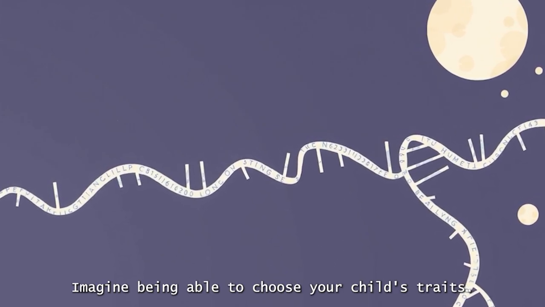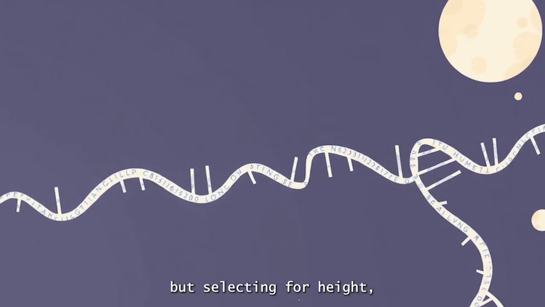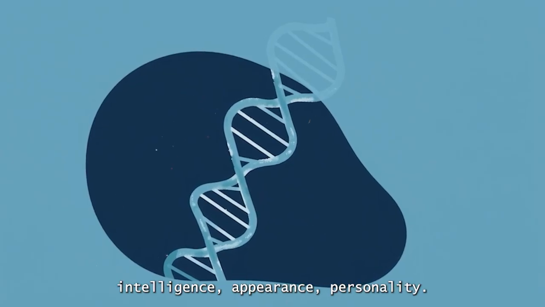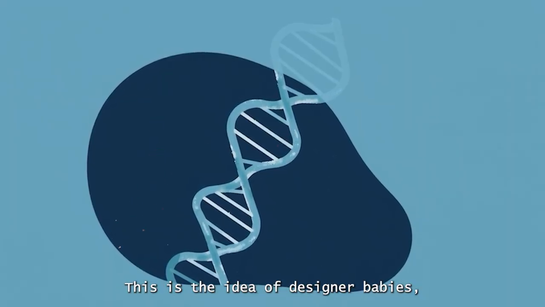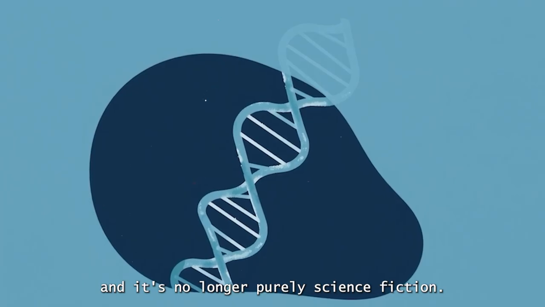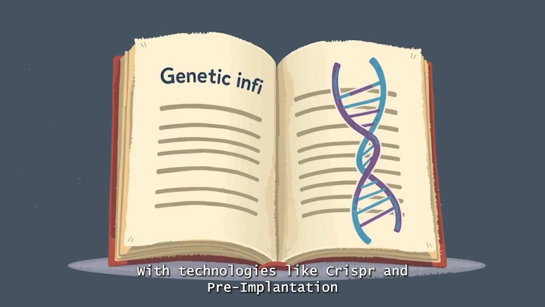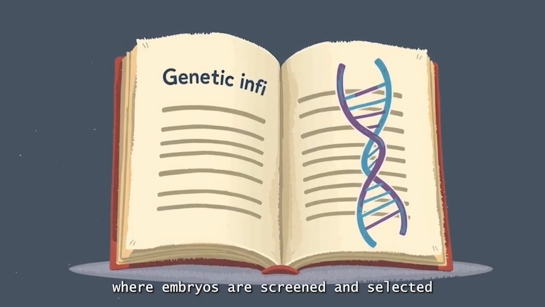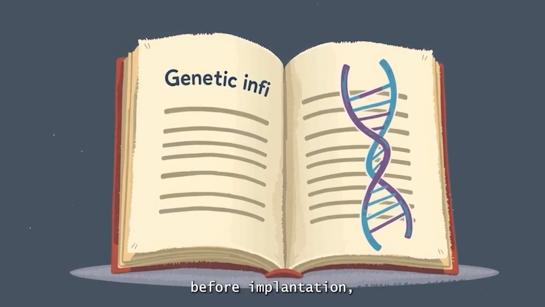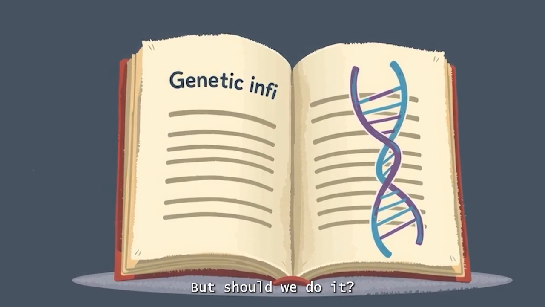Level 84, the dream and danger of designer babies. Imagine being able to choose your child's traits, not just avoiding serious diseases, but selecting for height, intelligence, appearance, personality. This is the idea of designer babies, and it's no longer purely science fiction. With technologies like CRISPR and pre-implantation genetic diagnosis, where embryos are screened and selected before implantation, it's becoming technically feasible. But should we do it?